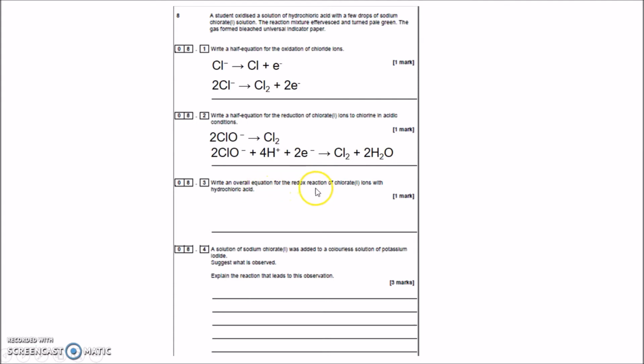Write an overall equation for the redox. That's some reduction here and some oxidation. I've got to combine everything on the left of these equations and everything on the right of these equations and then simplify and cancel. So what have I got on the left of this equation?